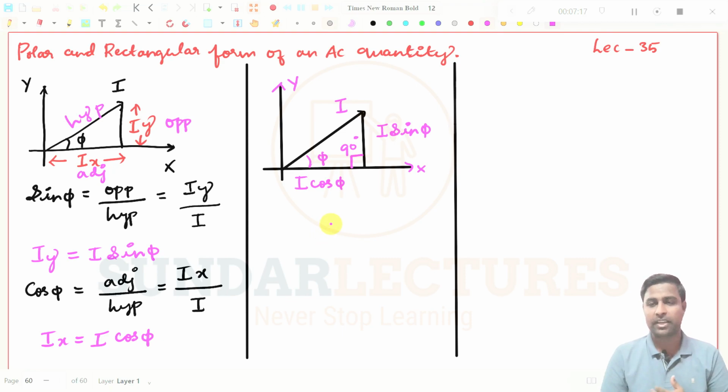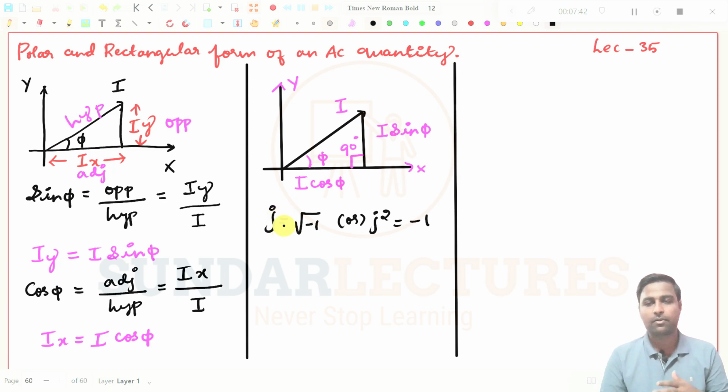In terms of mathematical things, we will get this j term. What is j in mathematical terms? j can be written as square root of minus 1. We already saw this one. Or we can write j square is equal to minus 1. Right? And also, what is this j in terms of rotation? In terms of rotation, j can be written as 90 degrees.